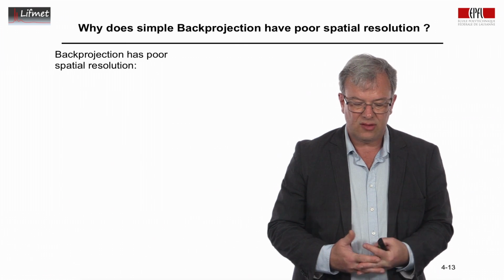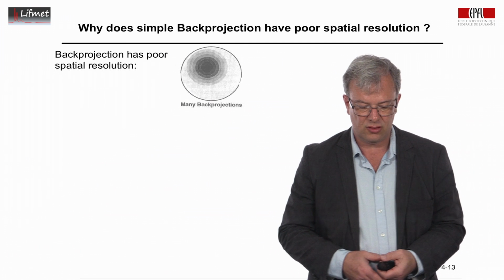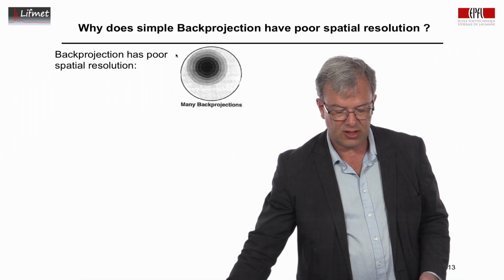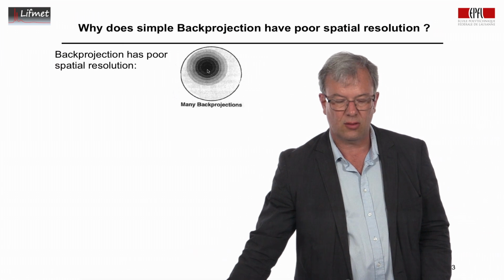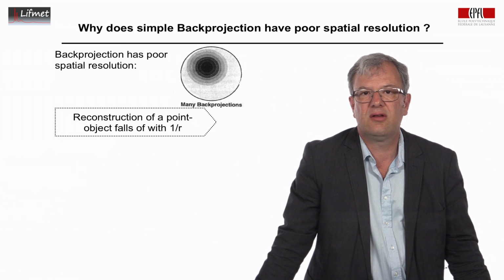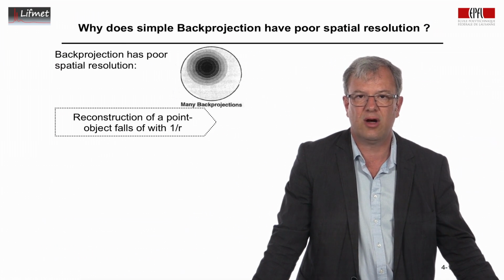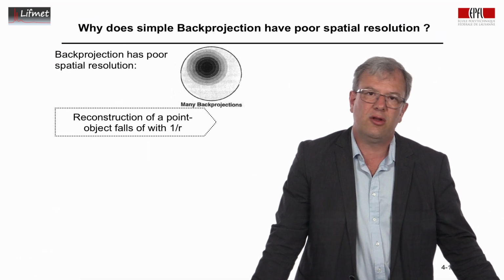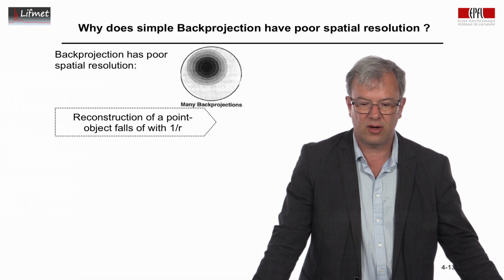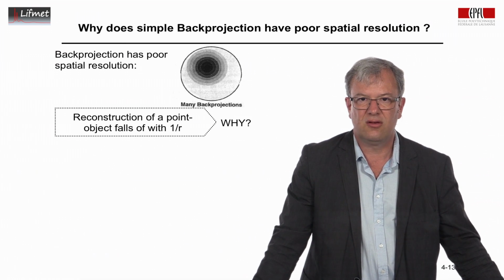So, why does simple back projection, the algorithm that we have just discussed, have poor spatial resolution? We take with many back projections a pointwise object, we are getting an intensity that looks like this. And we can actually show that the reconstruction of this point object falls off with 1 over r. So instead of a point object, we're getting an object whose intensity falls off with 1 over r. And the question is why? Why is this so?